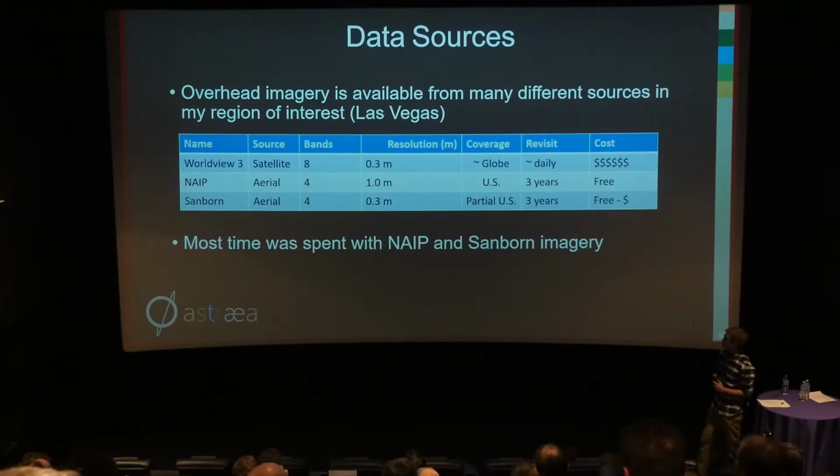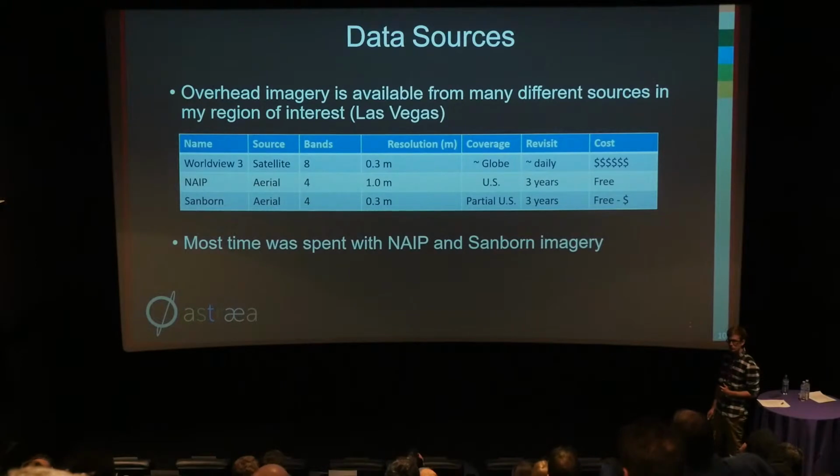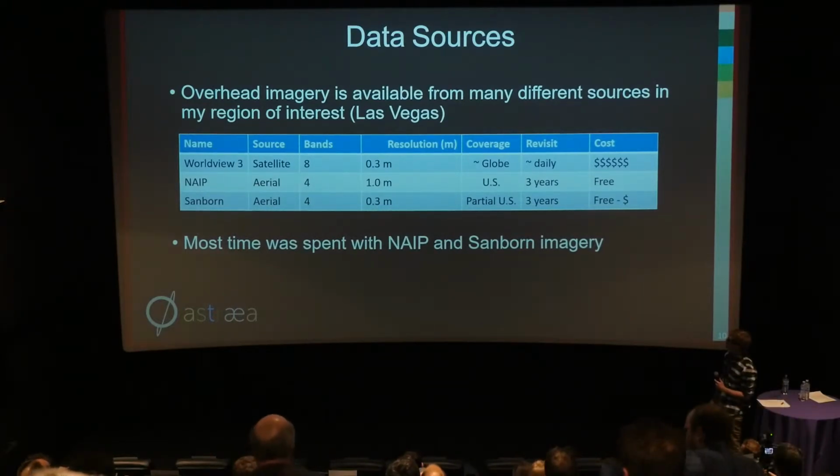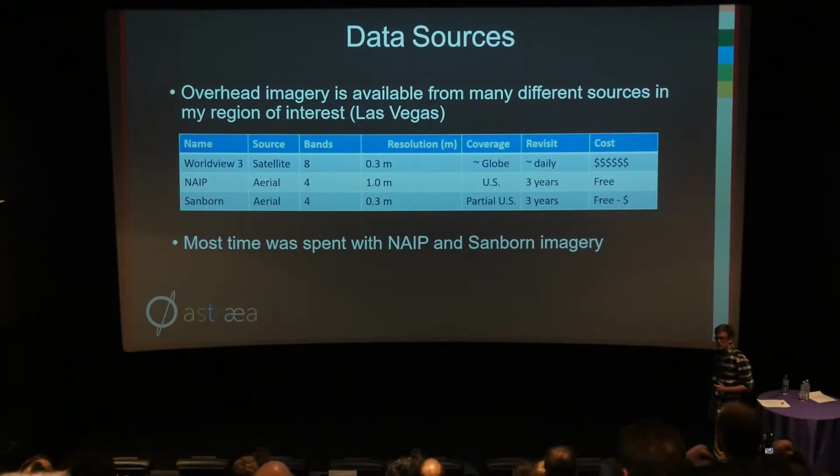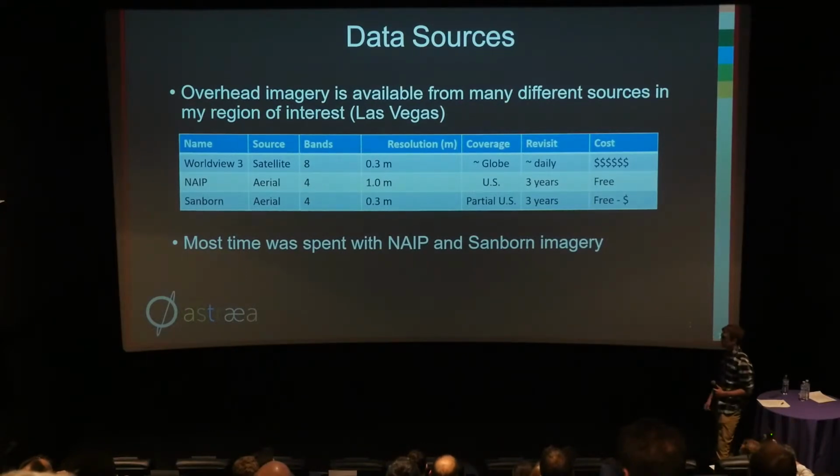All right, so when I was thinking about the type of imagery I would want to use for this project, there are a few potential sources that would be good candidates. The top one is satellite imagery from WorldView-3. It has the most detailed spectral and spatial information. You get coverage all over the globe, which is great, and the revisit rate is every day, but the cost per square footage is very expensive.